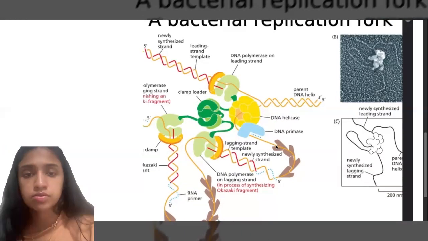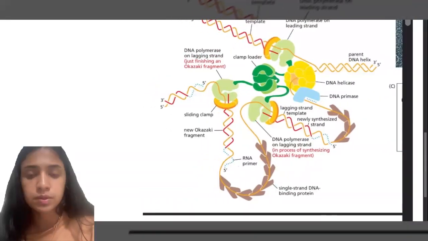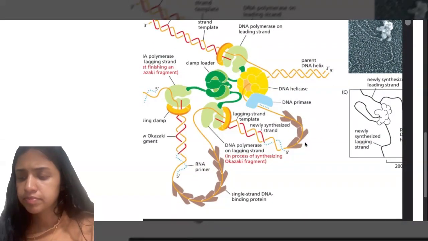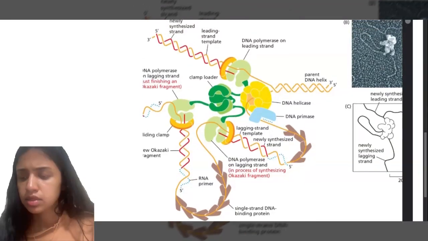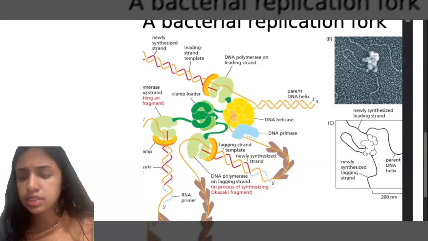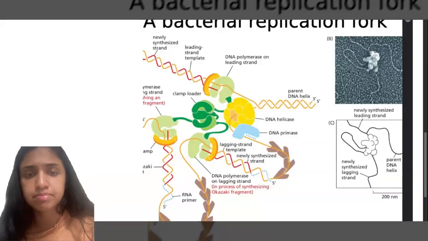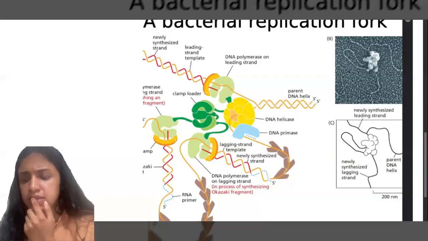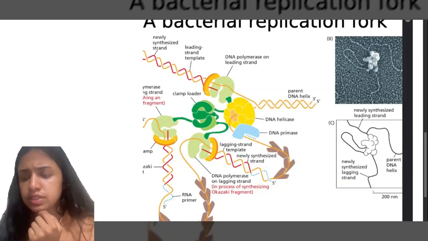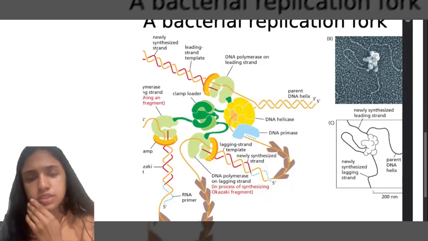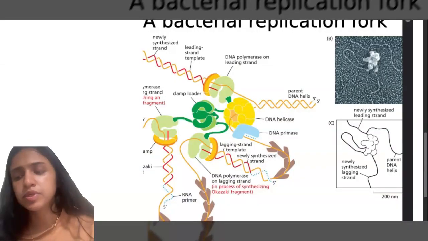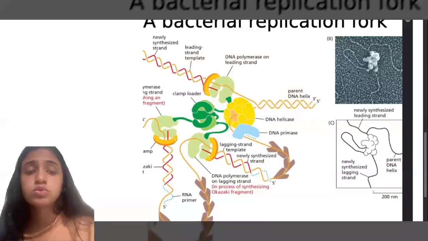Single strand binding proteins, brown. Where is it? These things, I think. Once helicase separates the DNA, the strands would naturally zip back together. These proteins bind single DNA strands, keep them separated, and prevent knots and tangles. Think of helicase as the zipper opener, and SSB holds the zipper open.